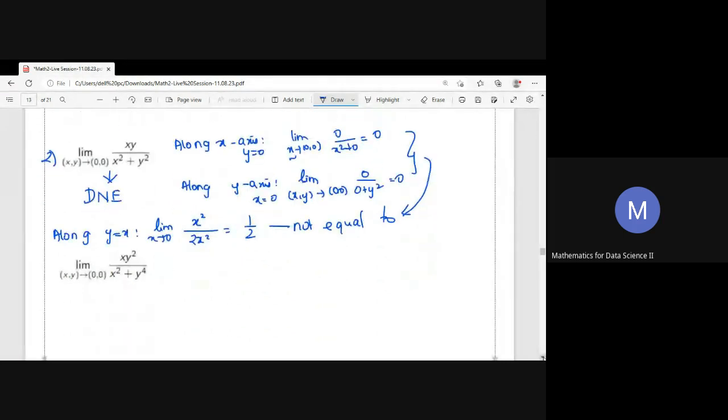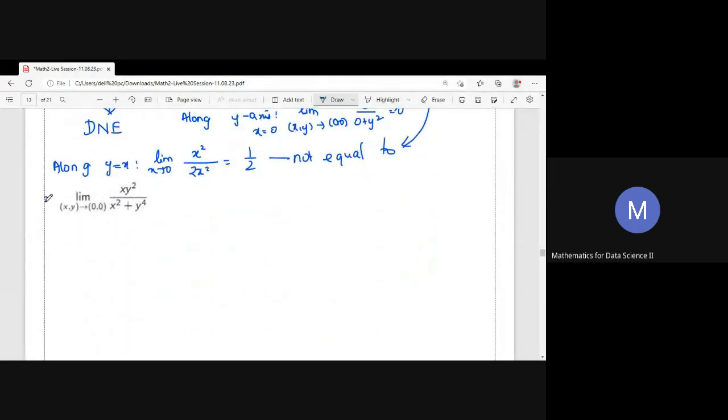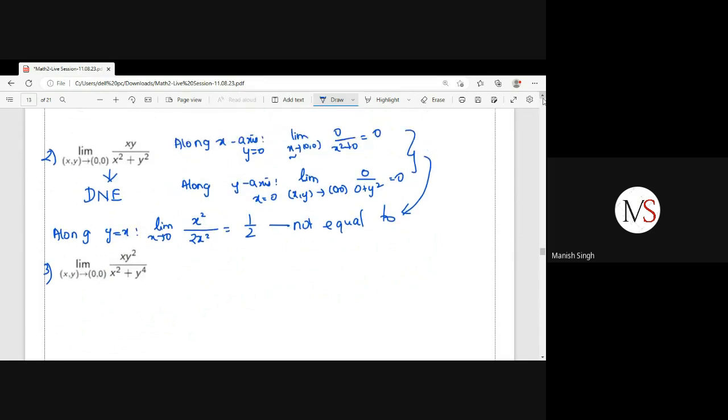Okay. Now let us look at the next example. This way we could have tried 0, 1 and 1, 0 also, no? Any other number besides just x, the line itself, we could have taken some parabola also, you know? Yeah, we are going to do it for this example.